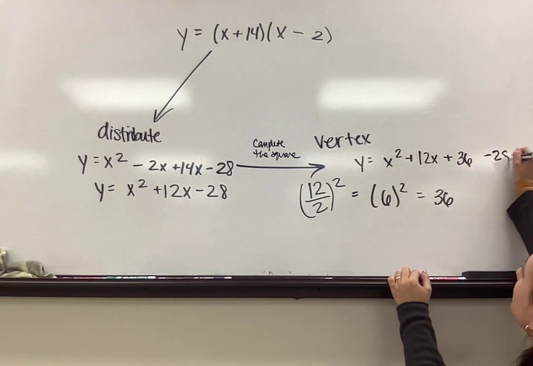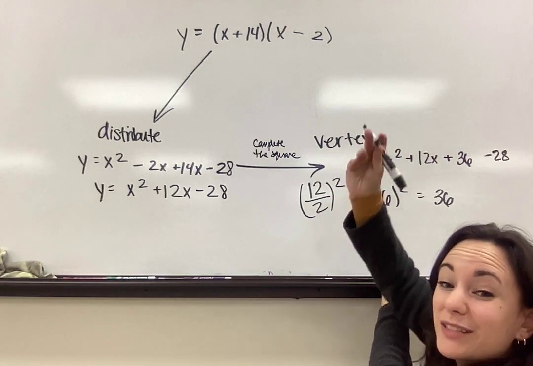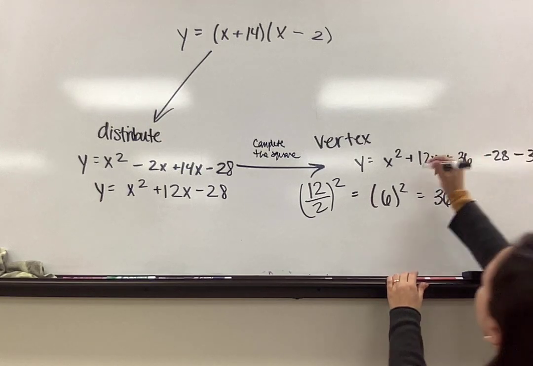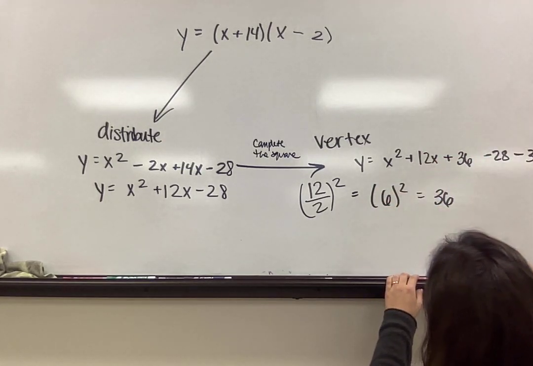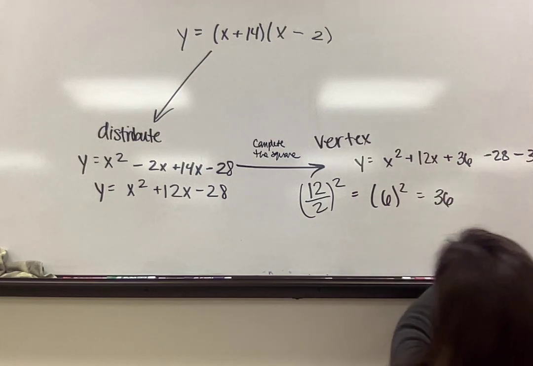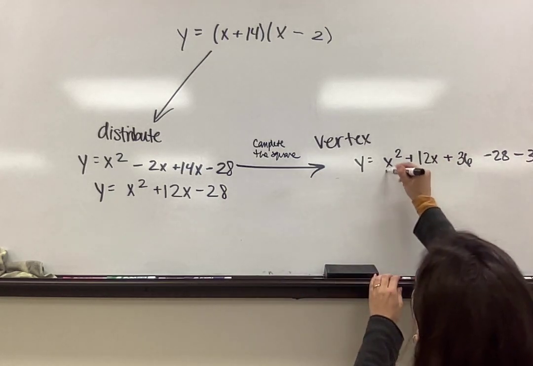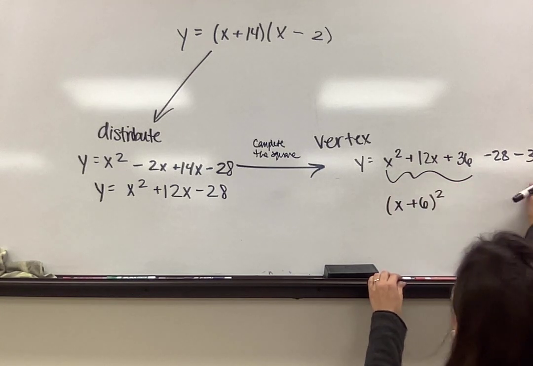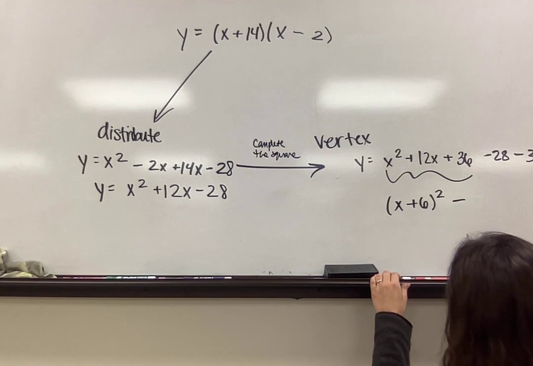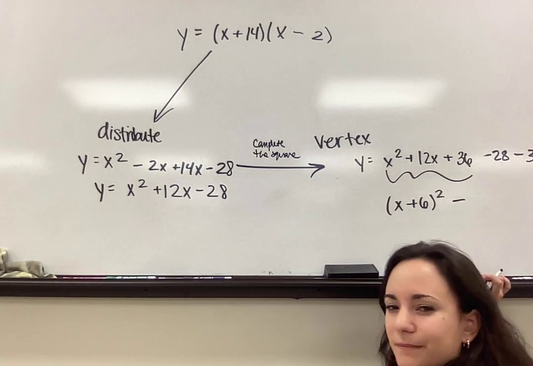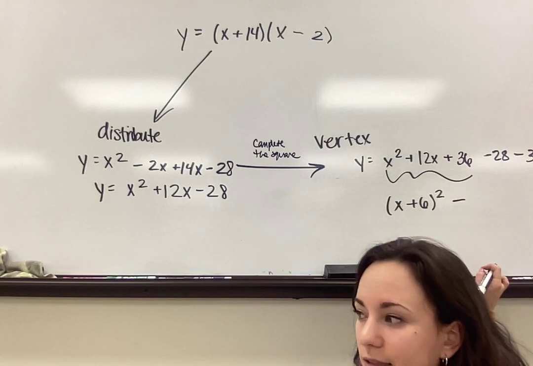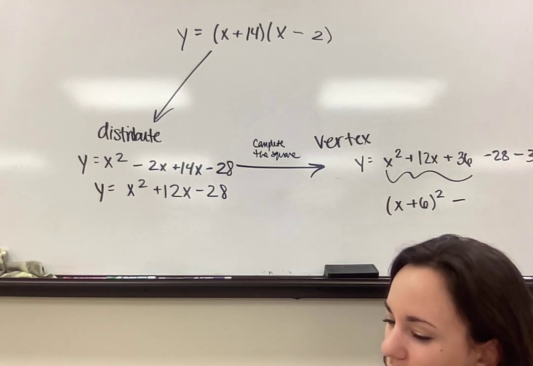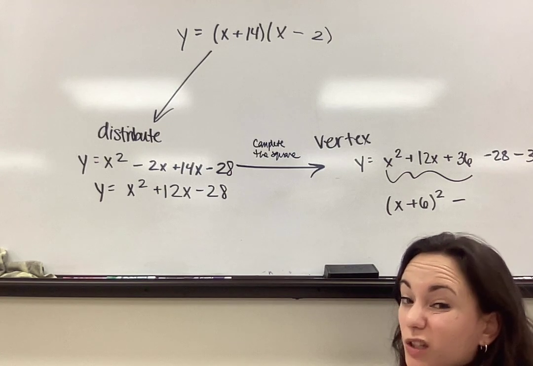I had 28, and I'm adding 36 in my equation, so I have to take it away because I don't want to mess up the balance of my equation. Okay. Then I wish I wrote this somewhere else. This is my perfect square. That's x plus 6 squared. These are my extra units. -28 minus 36. -28 minus 30 would be -58, minus another 6 would be -64.